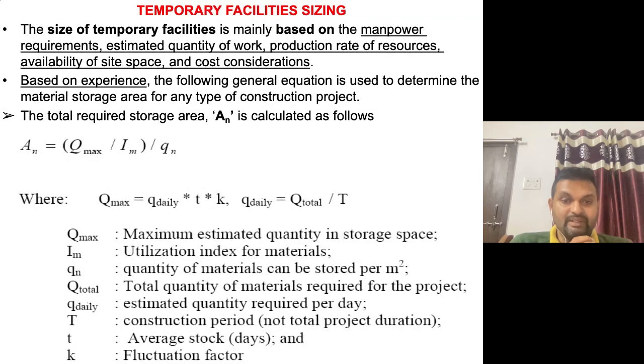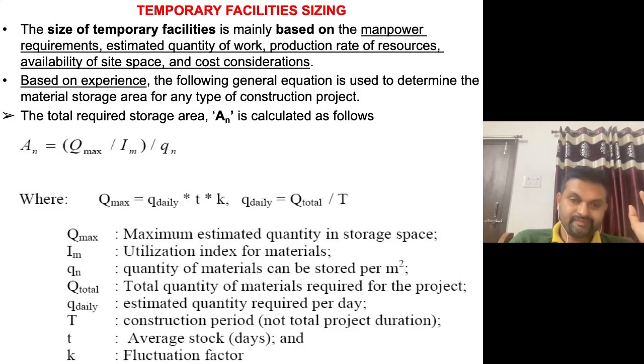So how am I able to calculate? I need to go the reverse way. Actually, the main formula is area required equals Q max upon IM, the whole bracket divided by QN. That is the main formula. Right now I don't concern about that. I need to go in a reverse way.